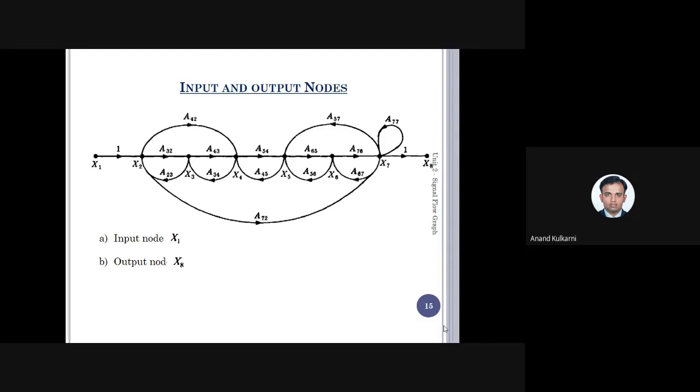Now the question is forward path. Can anybody tell me what are the forward paths? So X1, X2, X3, X4, X5, X6, X7, X8. That is one forward path. And the second one is X1, X2, X7, X8. I'll just traverse here: 1 to 2, then 2 to 4, then 4 to 5, 5 to 6, 6 to 7, and 7 to 8. This is one more.